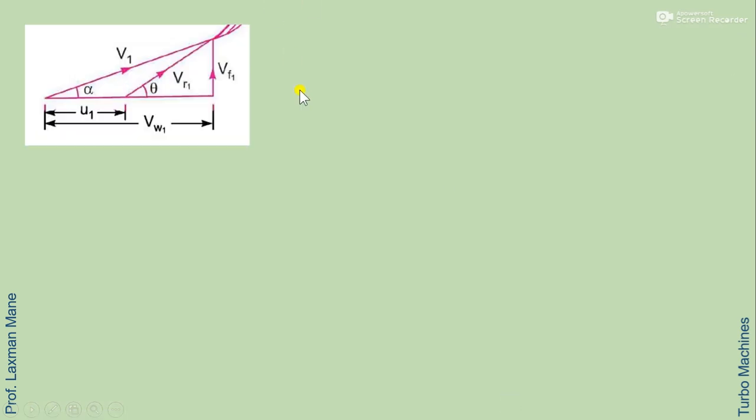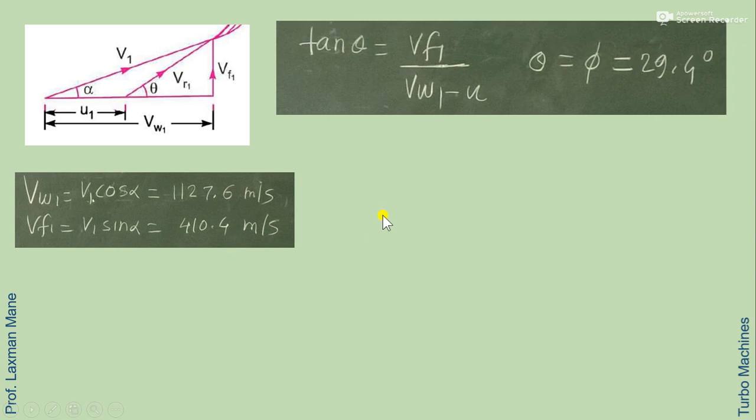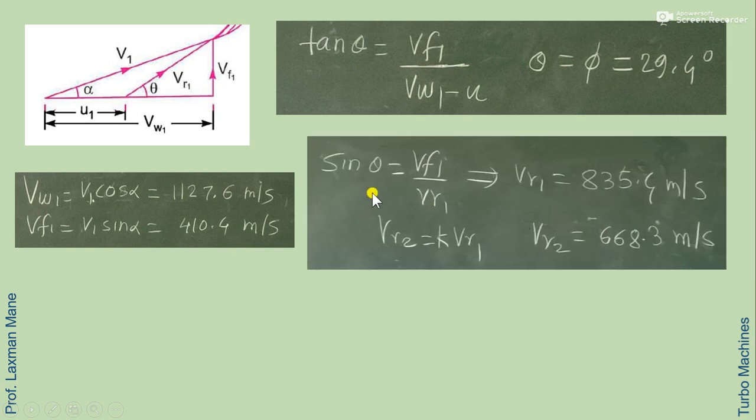First of all, we will use the inlet velocity triangle. As usual, we can get the values of VW1 and VF1. Then, using the tan theta formula and putting the values, we find the theta and phi values because both are the same. Then we can obtain the value of relative velocity. For that we use the sin theta formula. Then VR2 we find by using the relation between VR2 and VR1, k. So k is known, and VR2 we got.